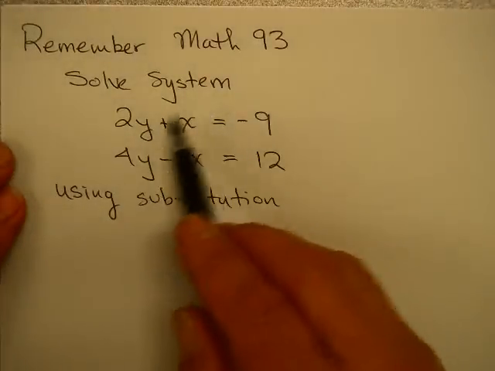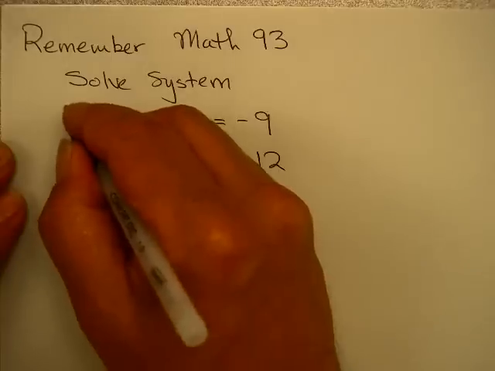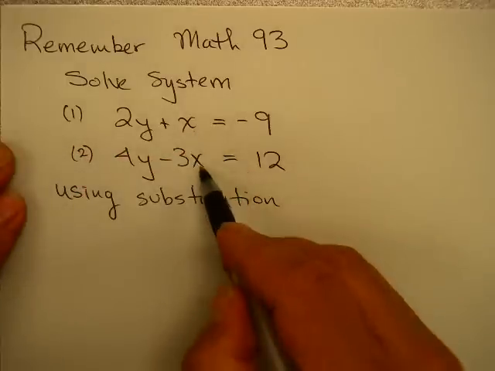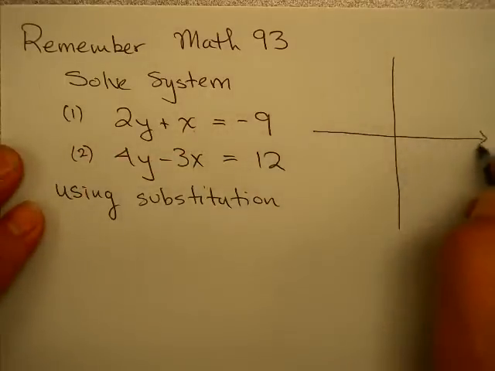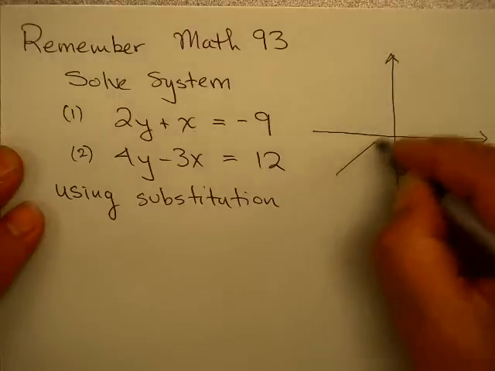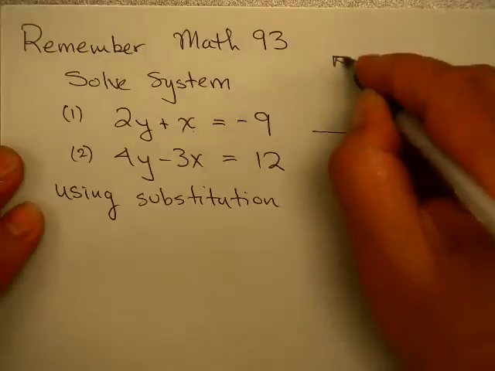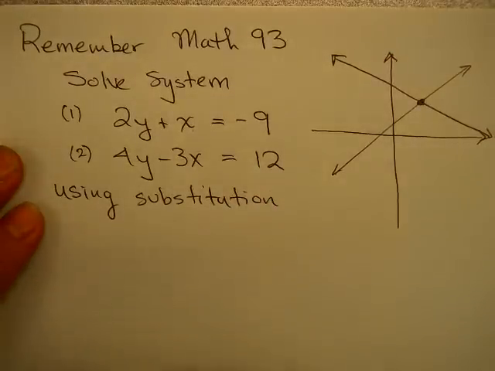In Math 93, we talked about a system of equations. So here we have equation, I'm going to call this equation 1 and equation 2. And these were two linear equations, meaning they are just lines when you graph them. So you might have a picture like this. And the solution to this system was their point of intersection.